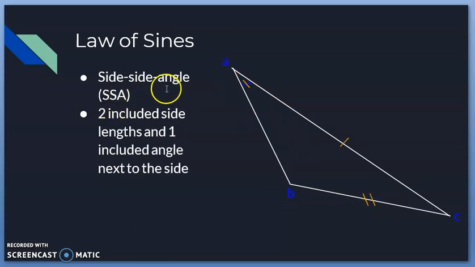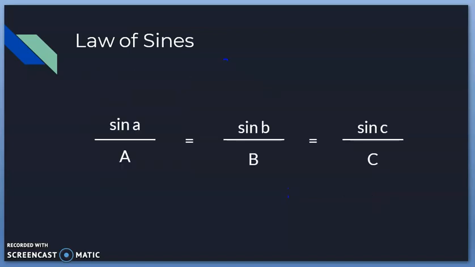Then there's the side-side-angle triangle, or the SSA triangle. This is when there are two included side lengths and one included angle next to the side. So side, side, angle. Let's now focus on the actual formula for the law of sines.